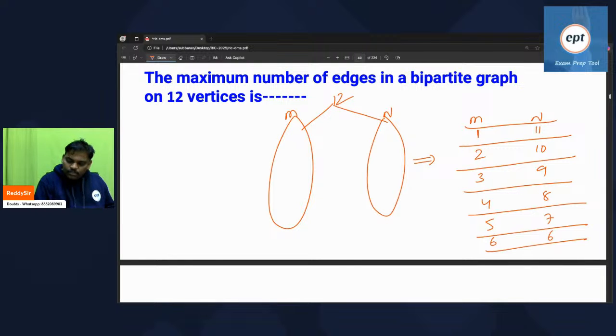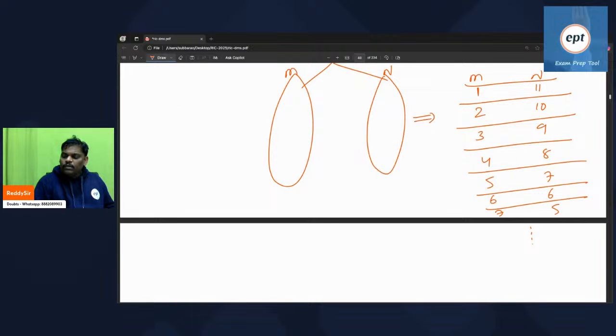Next one is reverse. What is the meaning? 7 and 5. It will continue. Lastly, 11 and 1. It will come like this.